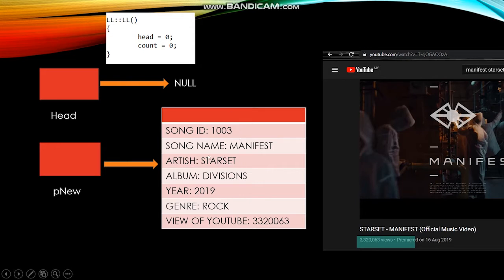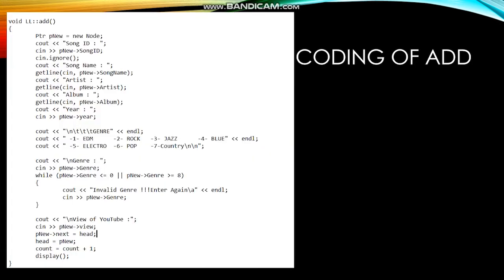For this program, we keep track of the new songs in the linked list: the song ID, song name, artist, album, year, genre, and YouTube view. The song ID is the primary key. For delete and searching, we need to refer to it. So here is the coding of it.